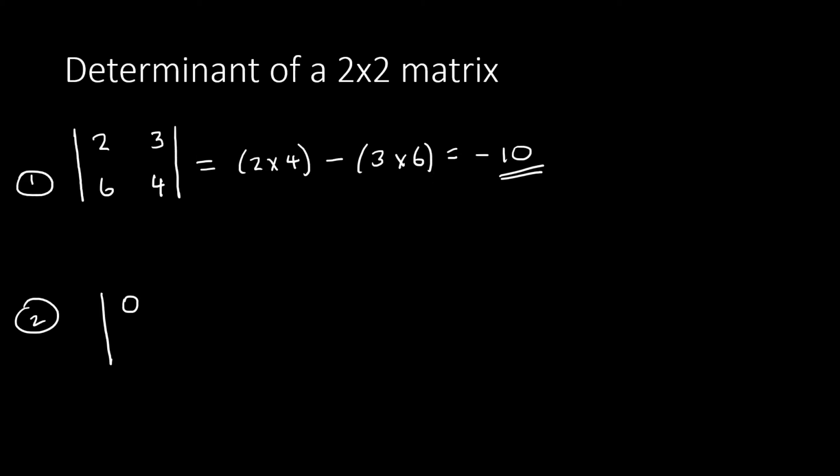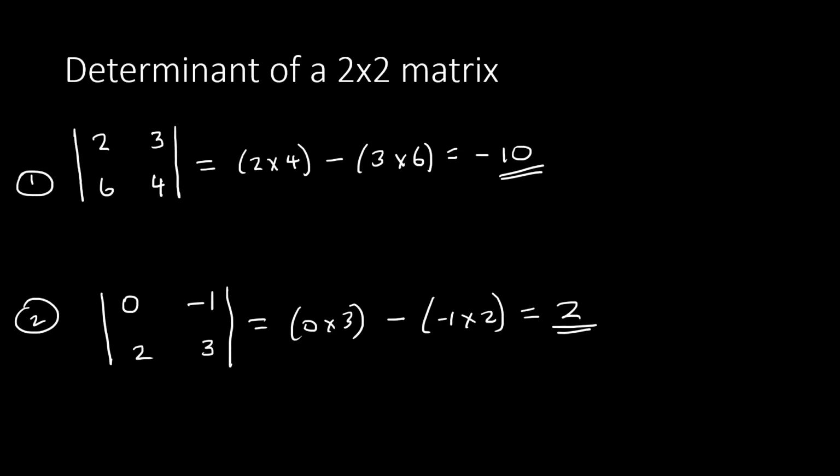This one, we don't have to do a lot. I can say 0, and then I can use minus 1, 2, and 3. So we know this one. The first one will be 0 times 3 minus minus 1 times 2. This is 0 minus minus 2, which is positive 2. Okay, but it's fine. You can do it step by step.